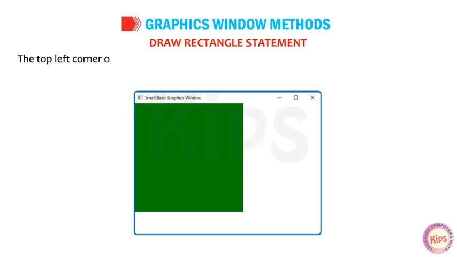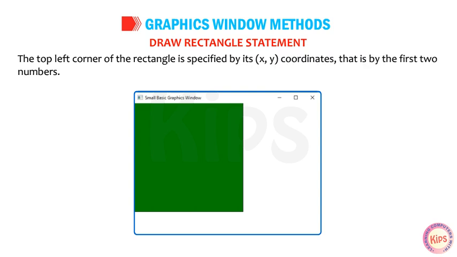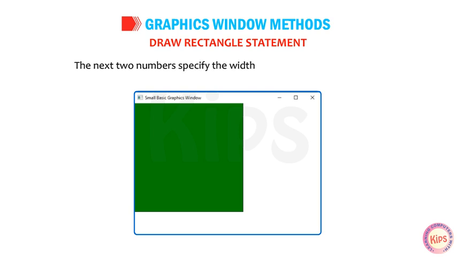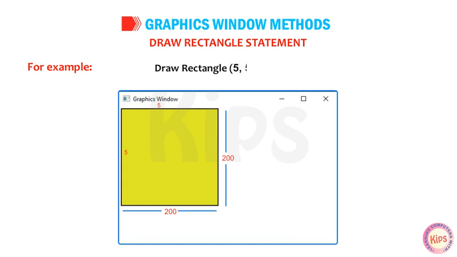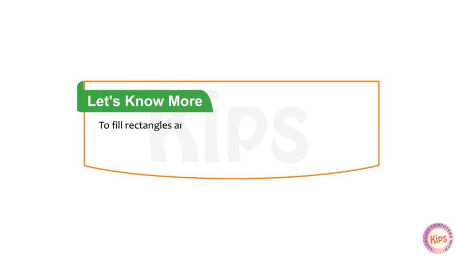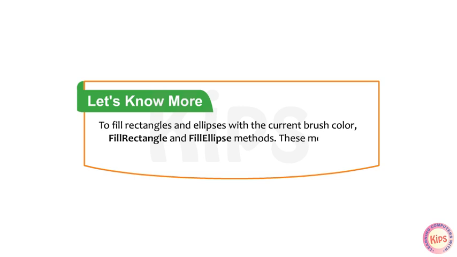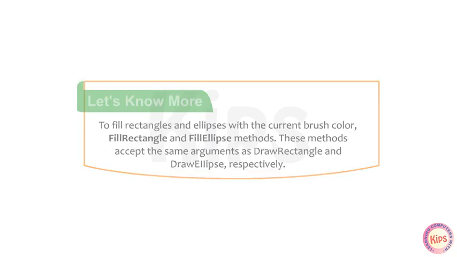The top left corner of the rectangle is specified by its X, Y coordinates, that is by the first 2 numbers. The next 2 numbers specify the width and height of the rectangle. The syntax is DrawRectangle(x, y, width, height). For example, DrawRectangle(5, 5, 200, 200). Let us know more. To fill rectangles and ellipses with the current brush color, use FillRectangle and FillEllipse methods. These methods accept the same arguments as DrawRectangle and DrawEllipse respectively.